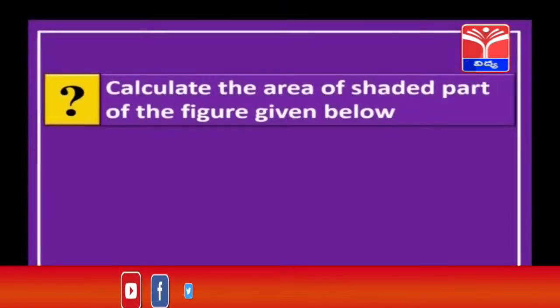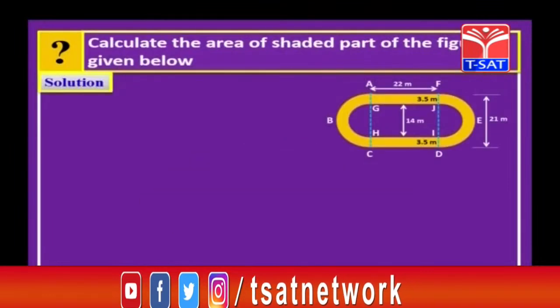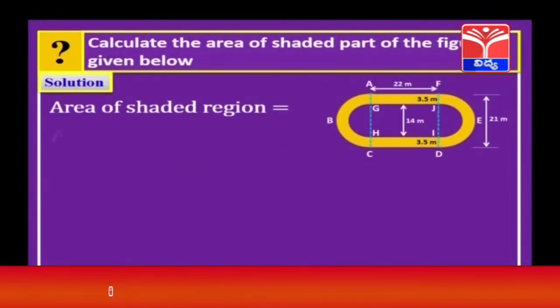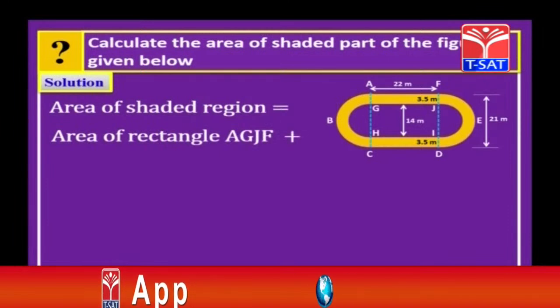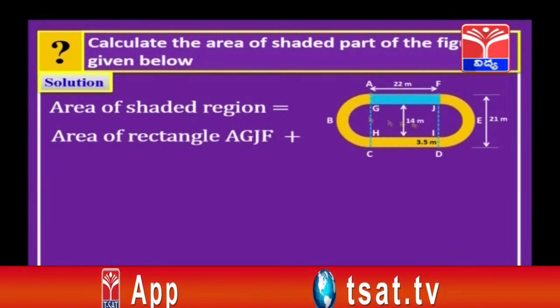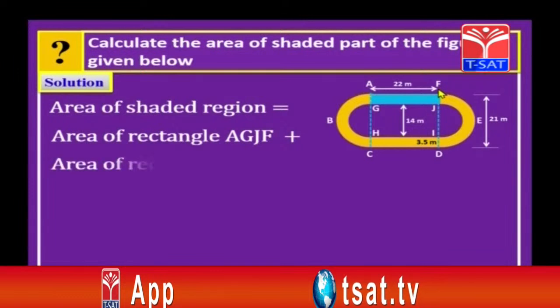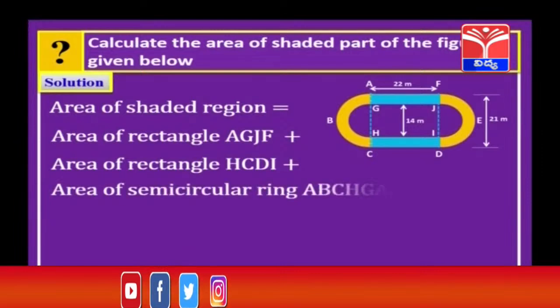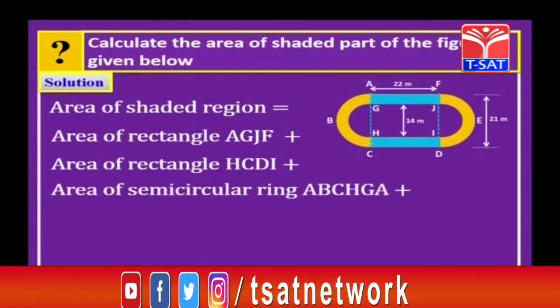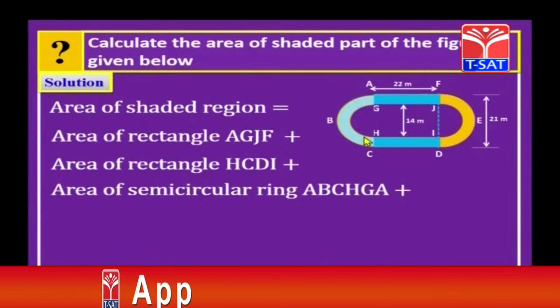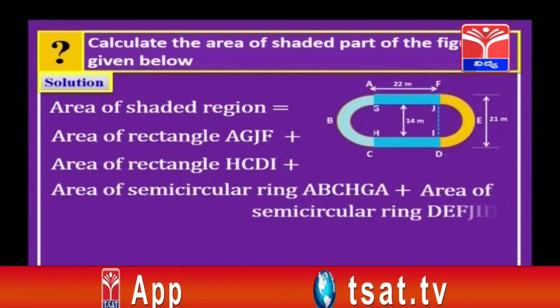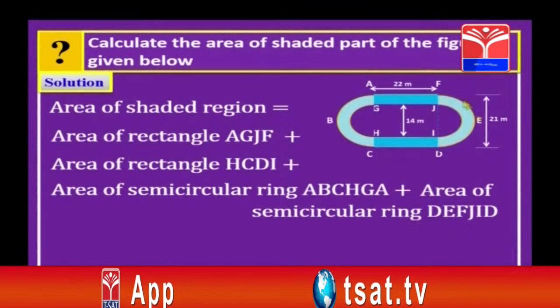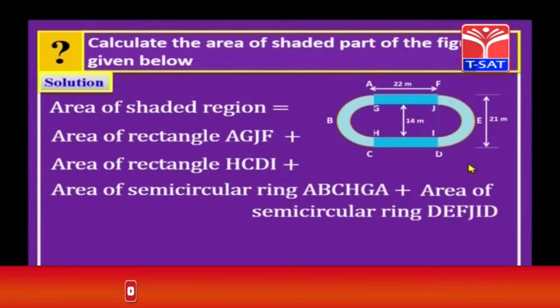Calculate the area of the shaded part of the figure given below. Let us start with the solution. Okay, children. So here you see that this is a shaded region. So the area of the shaded region is given by the area of rectangle AGJF plus the area of rectangle HCDI plus the area of the semicircular ring, that is this semicircular part, plus the area of the other semicircular part. So that is here you can notice.